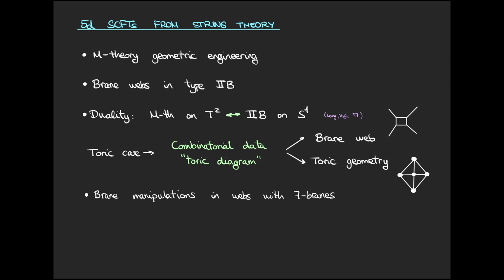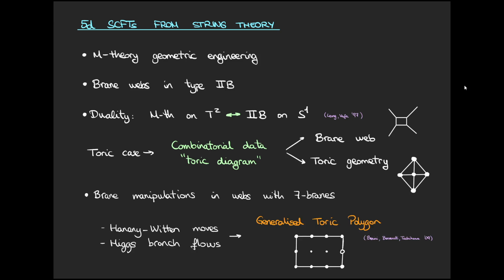all your data can be encoded in some simple combinatorics. This is called the toric diagram, and you obtain both the full geometry as well as a brane web from the same data. Now, the point is that in the brane web, you can add 7-branes while preserving supersymmetry, and you can start performing some manipulations with those. In particular, you can make Hanany-Witten moves or trigger some Higgs branch flows, as Sung-Soo was saying.